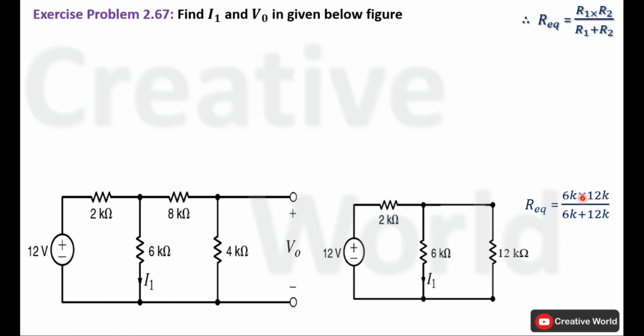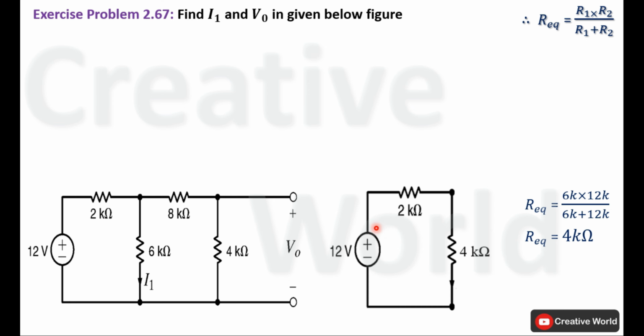Product of 6K and 12K divided by the sum of 6K and 12K. The product of 6K and 12K will become 72K square, divided by the sum of 6K and 12K, which will become 18K. 72K square divided by 18K will become 4K. So we can replace these two resistances with their equivalent resistance having the value of 4 kilo ohm. Modify the circuit.